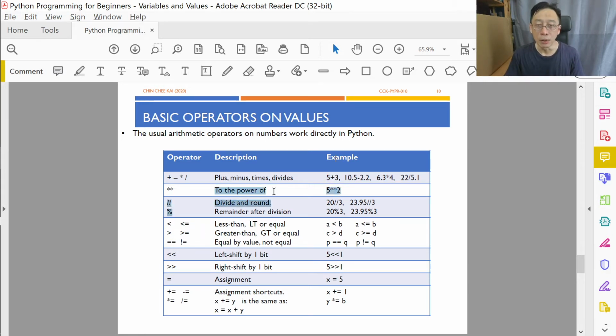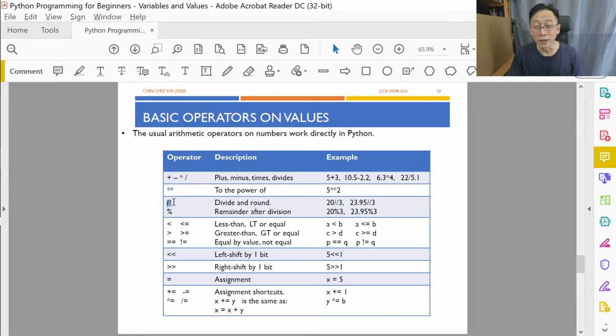And then you have to the power of, this is done with a double asterisk. So 5 to the power of 2, 5 squared, that's 25. And then you have integer divide. Here Python distinguishes between integer divide, where you divide and only get the integer value, versus floating point divide. Even if you have integer divided by integer, if there is a fraction, it will generate a floating point value. So 1 divided by 7, you will get 0.1428, 1428, and so on.